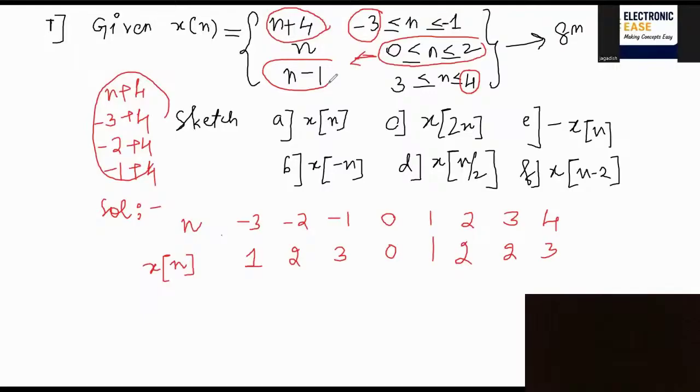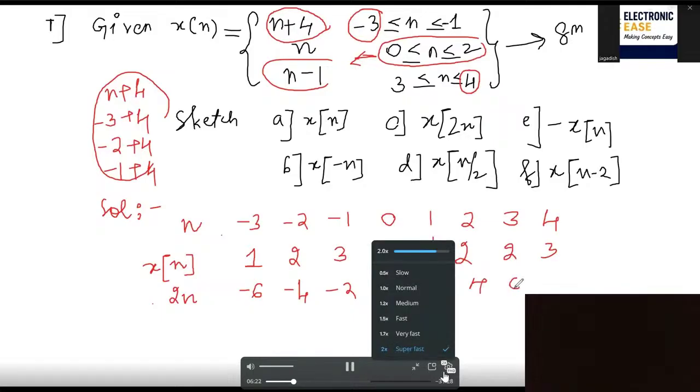Remaining, I think you can do. So tell me x of 2n, Tarun will tell. First we will do 2n. 2n will be: -6, -4, -2, 0, 2, 4, 6, 8. Now tell me the x of 2n values.